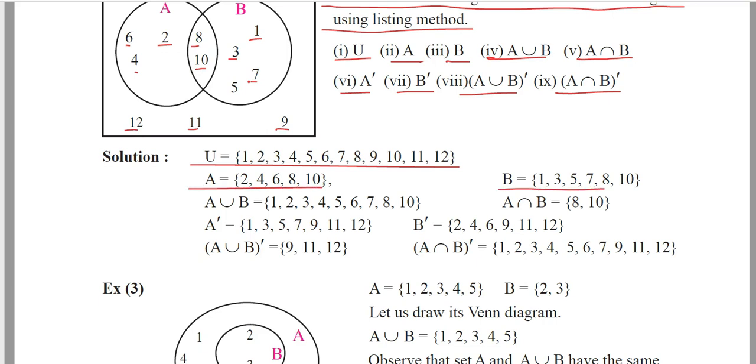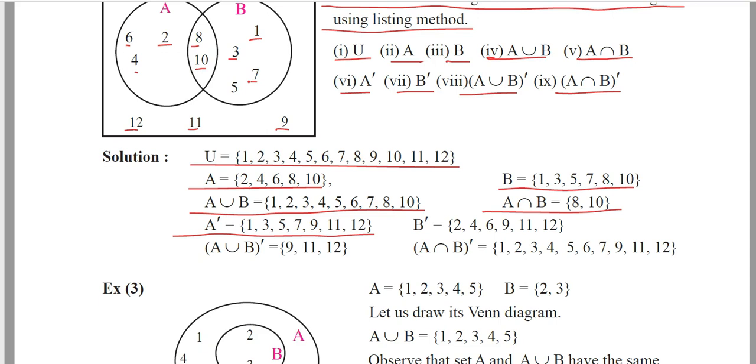A is equal to 2, 4, 6, 8, 10. B is equal to 1, 3, 5, 7, 8, 10. A union B, that is, the elements 8 and 10 are common. Therefore 1, 2, 3, 4, 5, 6, 7, 8, 9, 10. A intersection B, common elements 8 and 10.